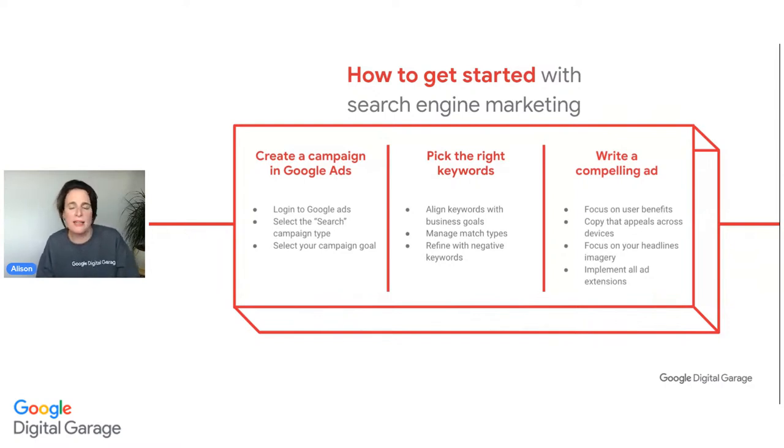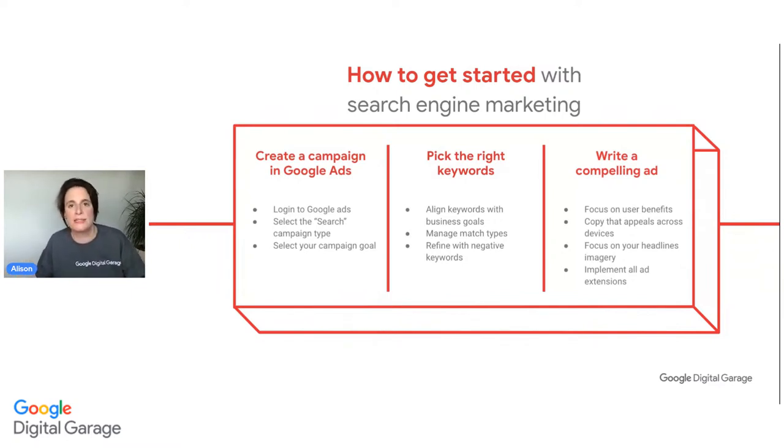Focus headlines in line with what people are searching for. Focus on user benefits of what you do, not just what it is you do, but how it's going to change people's lives, how you're going to solve their pain points. Focus on your headlines. Make sure you implement all ad extensions. They're now called ad assets, but they're extra bits that make your ads stand out even more.